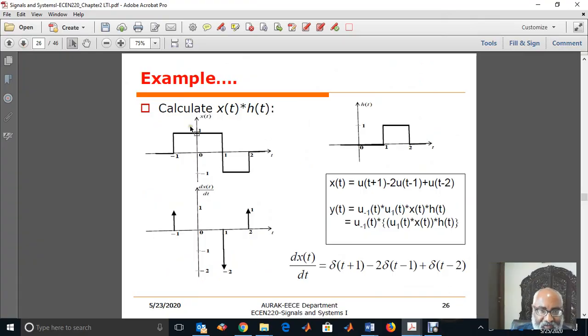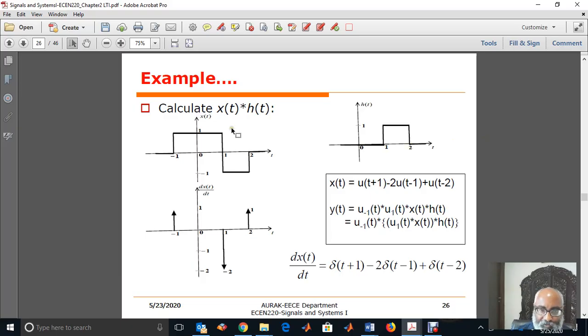Okay, now let's have one example of how we use these properties. For example, I have this x of t. This signal x of t is 0 from minus infinity to minus 1. It is equal to 1 between minus 1 and 1. It is equal to minus 1 between 1 and 2. It is equal to 0 for t greater than 2. Okay, this is x of t. And this is h of t. h of t is equal to 0 from minus infinity until 1. It is 1 between 1 and 2. It is 0 for t greater than 2.